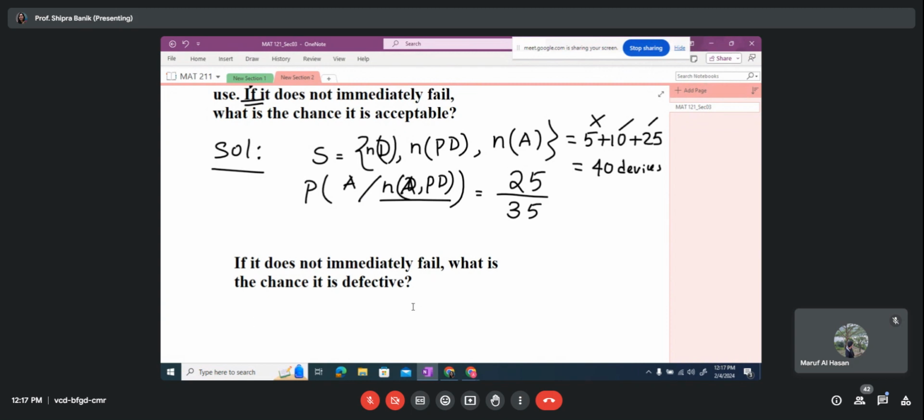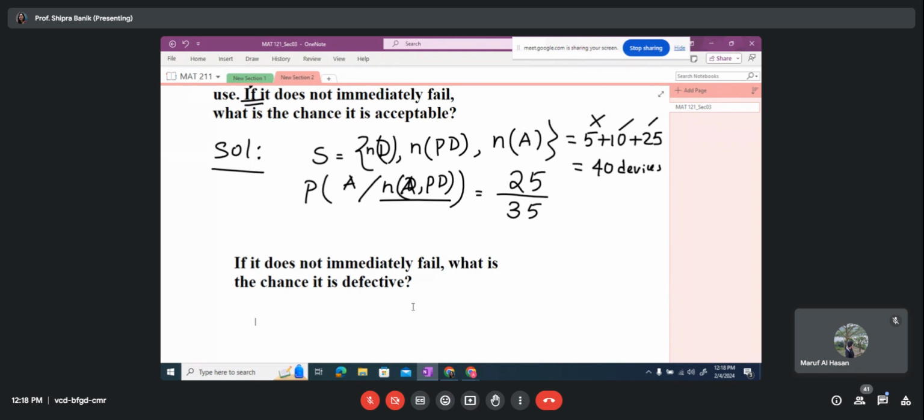Others? Is this the answer? Is it your answer also? Yes, miss. Same answer, 5 divided by 35. Okay. I see the answer is 0. Why? Because the answer will be 0.